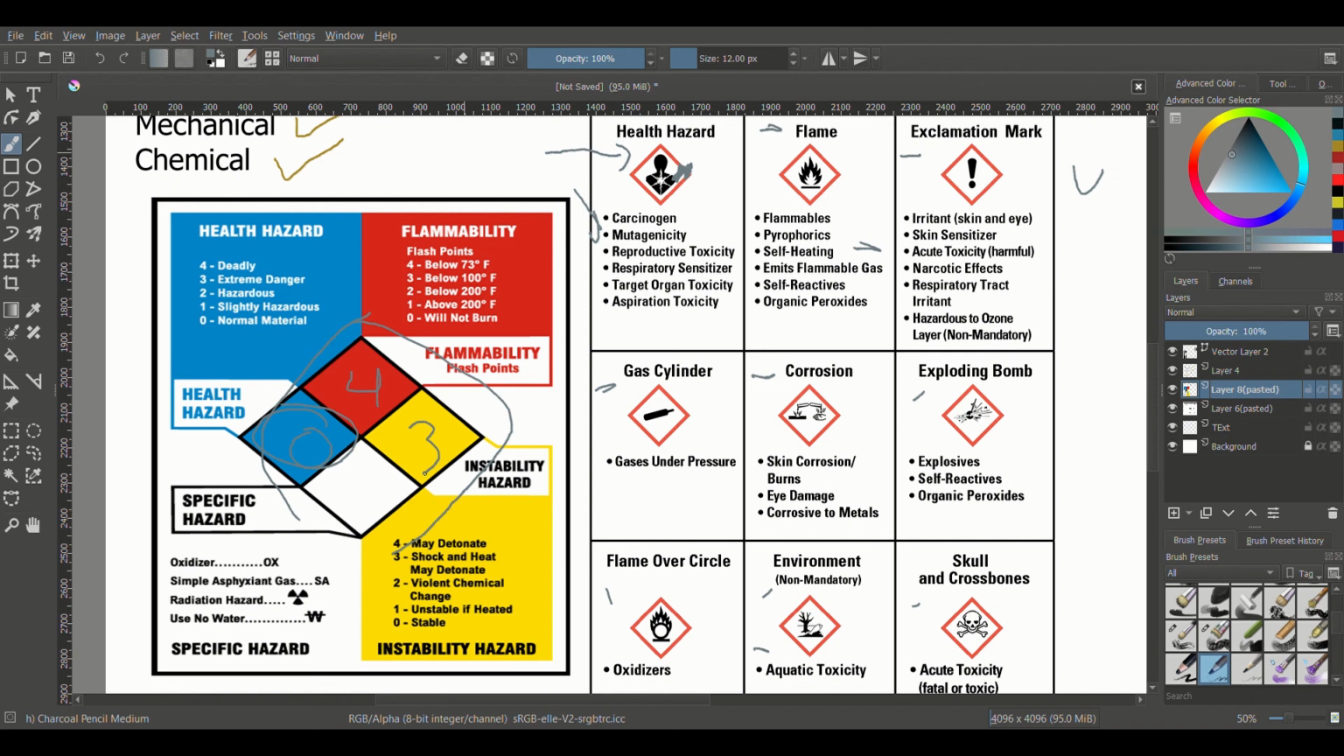And then the white diamond is typically used for something specific. That could be, don't use water with it if it's metallic sodium. It might be radiation. You might have some sort of oxidizer in there. The white diamond, we don't see a lot in my laboratory, but other places you might see it a little bit more often.